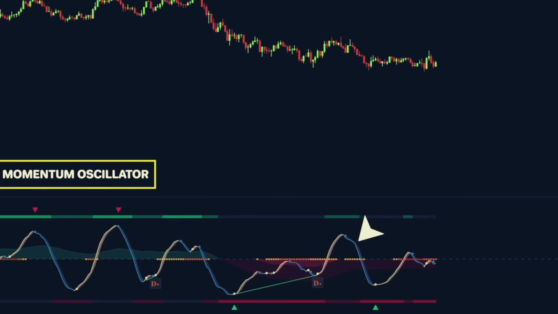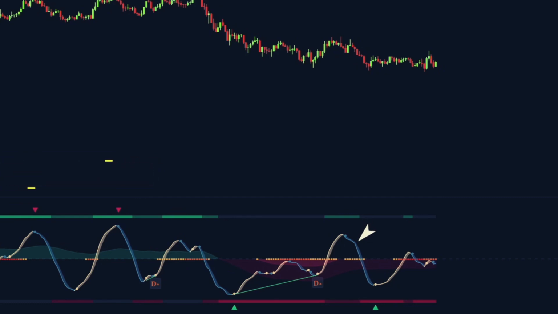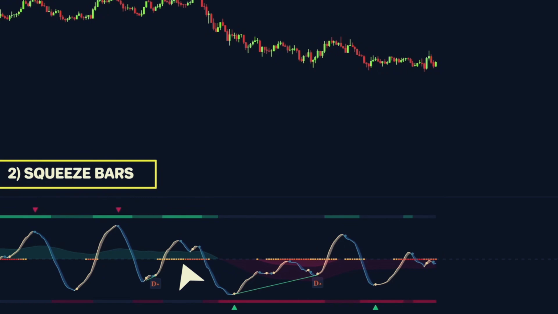The first component, the momentum oscillator, measures the relationship between price and its extremes over a defined period. The second component is squeeze bars. The original squeeze concept is based on the relationship between the Bollinger Bands and Keltner channel.